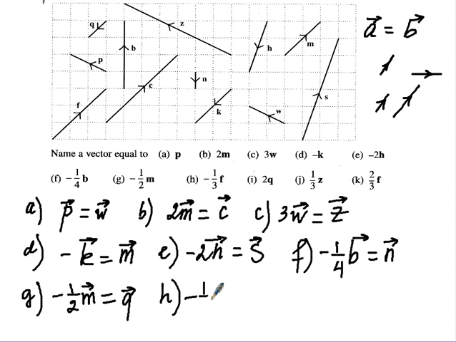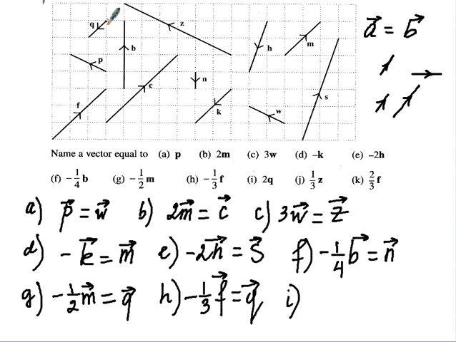H, minus 1/3 of f. Minus 1/3 of f. So where is our vector f? We are looking for 1/3 of vector f, and it doesn't go this direction. It has to go the other way around. Again, our vector q should work. Okay, now the question I, 2q.